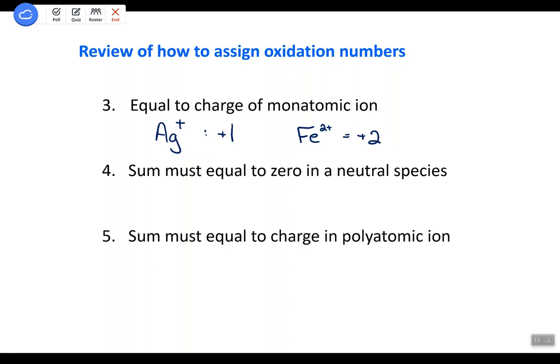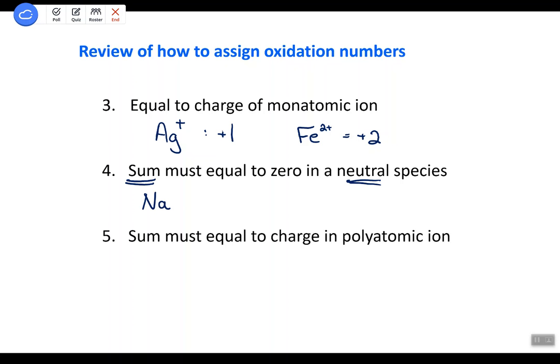That would be inaccurate. Oxidation numbers are simply an accounting method, a tabulation method to be able to assign electrons. It doesn't tell us full charges, but it does allow us to keep track of what's happening in a reaction. So that's rule number 3. Rule number 4, the sum of a neutral species must be 0.